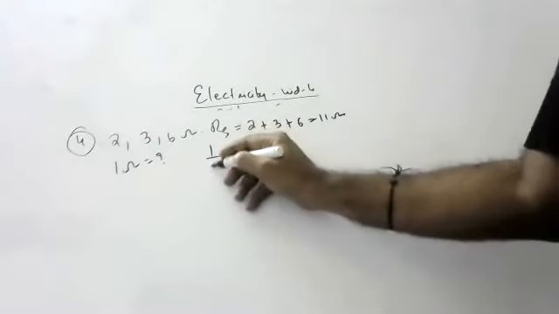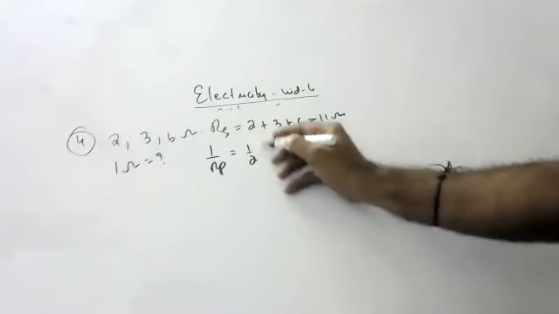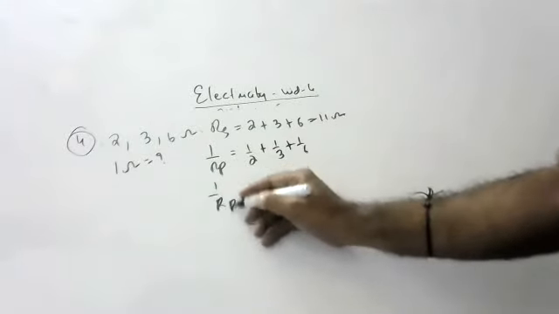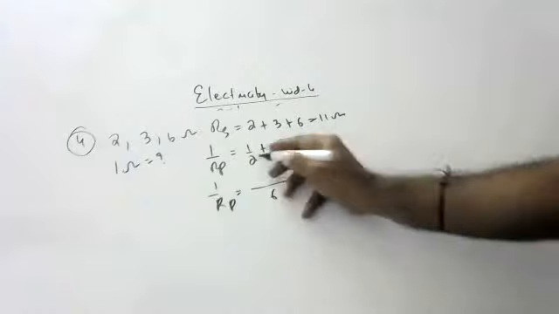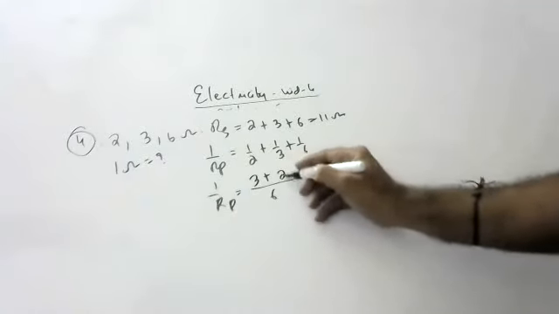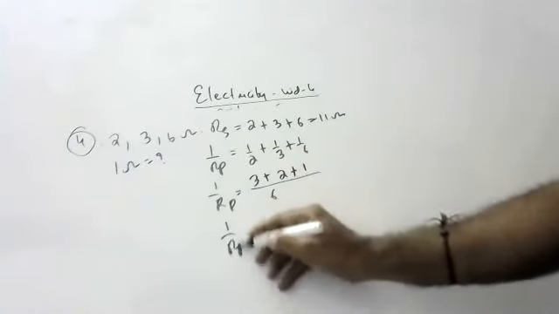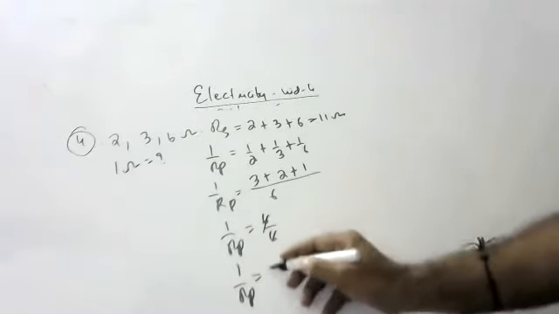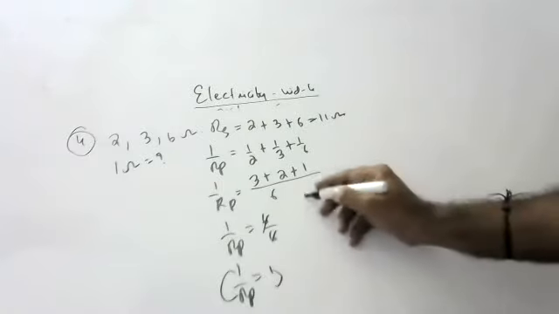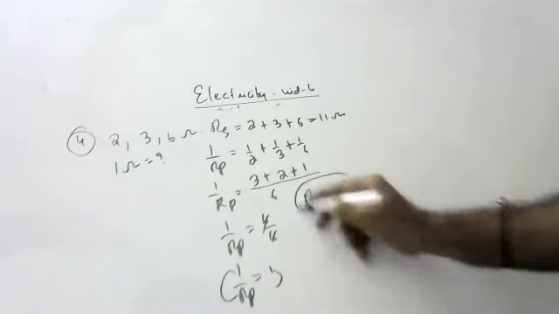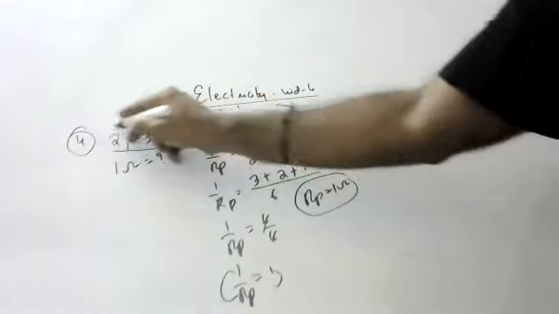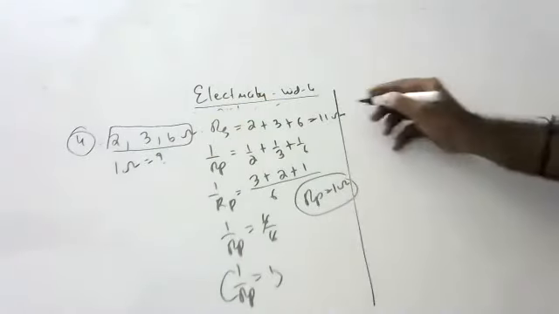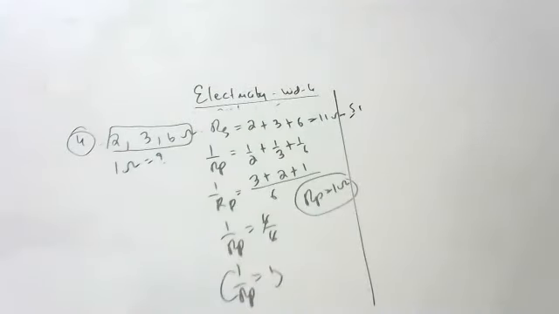Now let's check in parallel. 1 by RP is equal to 1 by 2 plus 1 by 3 plus 1 by 6. How much is it? 2, 3, 6 LCM, 6, children. 2 3s are 6, 3 2s are 6, 6 1s are 6. 1 by RP is equal to 6 by 6. So resistance is 1 ohm in parallel connection. These three together will be 1 ohm in parallel connection, children. Next question, children.